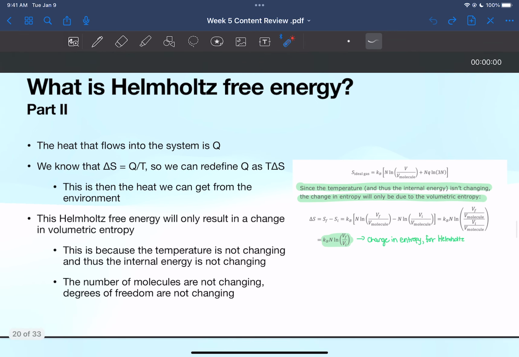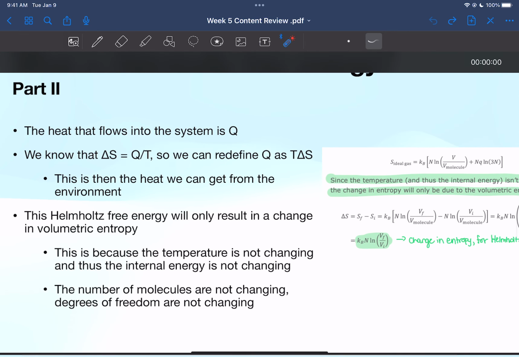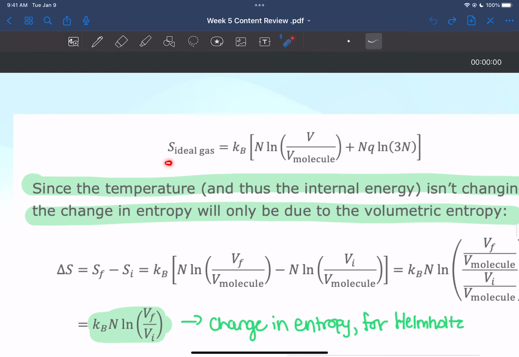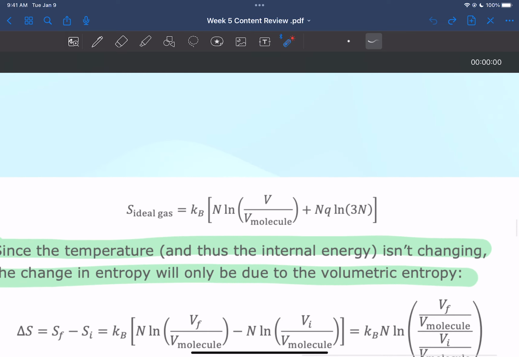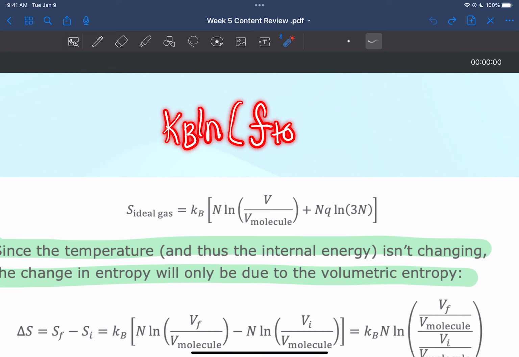So for volumetric entropy, Helmholtz free energy only results in a change of volumetric entropy. The reason why is, if we're looking at the entropy of a gas in general, it's the sum of the volumetric entropy and the energetic entropy. And energetic entropy is Kb ln of the total degrees of freedom raised to the total energy blocks that you have.